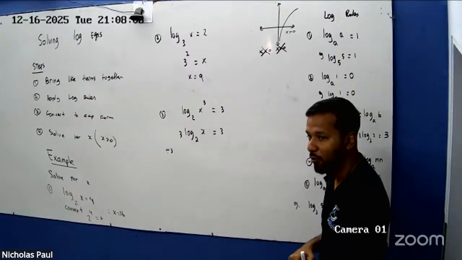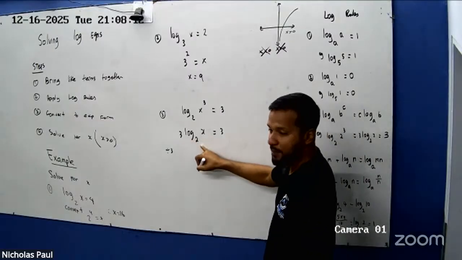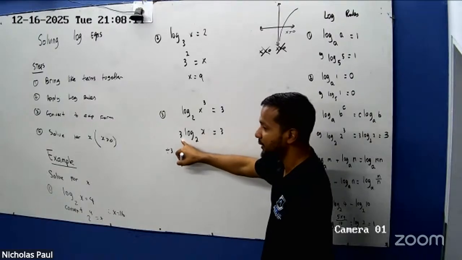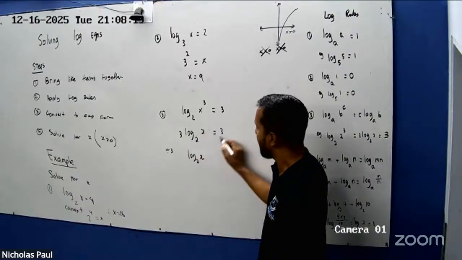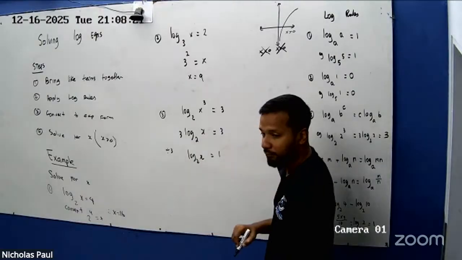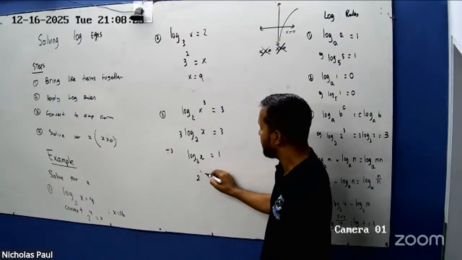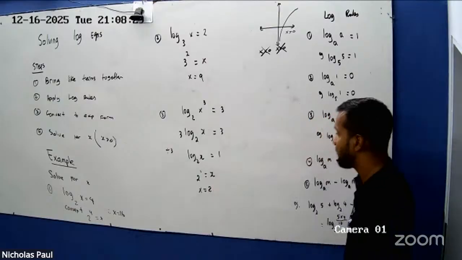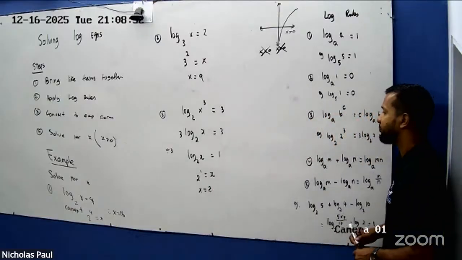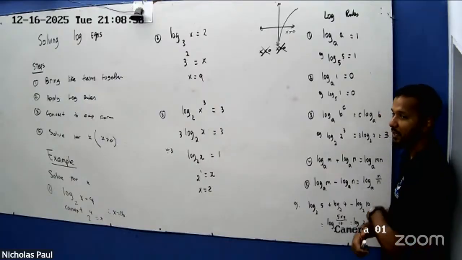So it's 3 log x to the base 2, and now we're going to divide everything by 3. When I divide this by 3, that'll cancel off. When I divide this by 3, I'll get 1. And now we can convert: 2 to the 1 is x. So we'll get x is 2. That's giving you the first few steps.